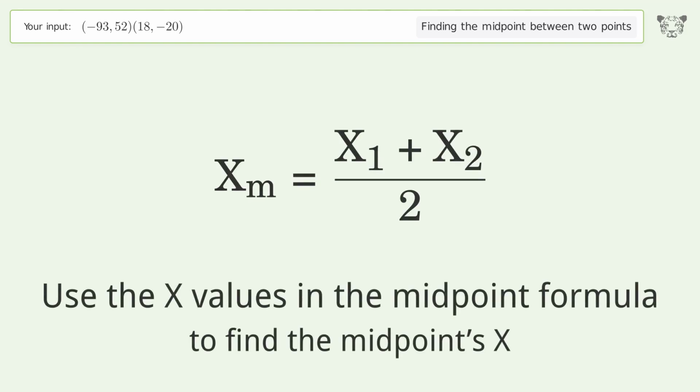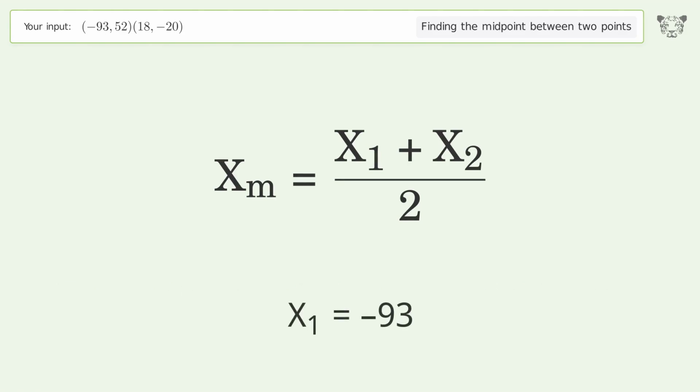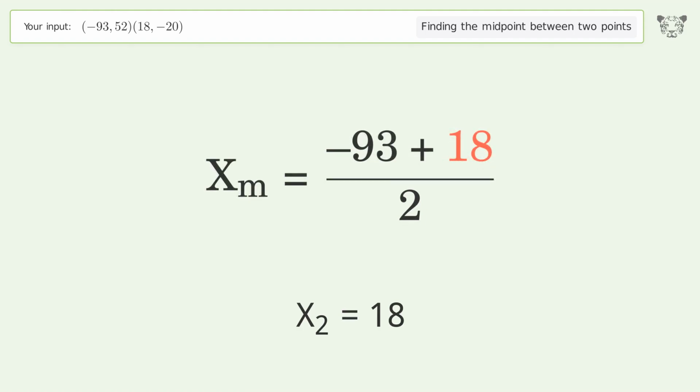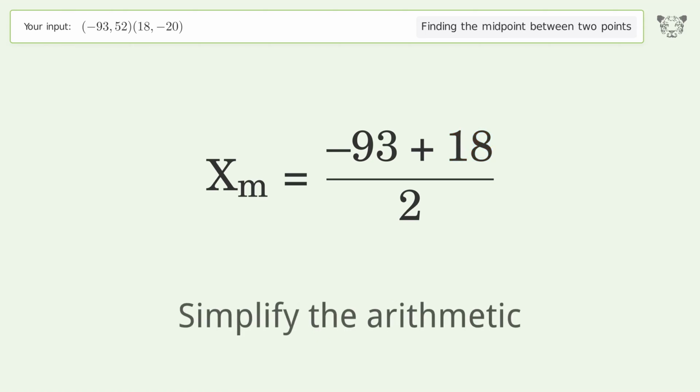Use the x values in the midpoint formula to find the midpoint's x. x1 equals negative 93. x2 equals 18. Simplify the arithmetic.